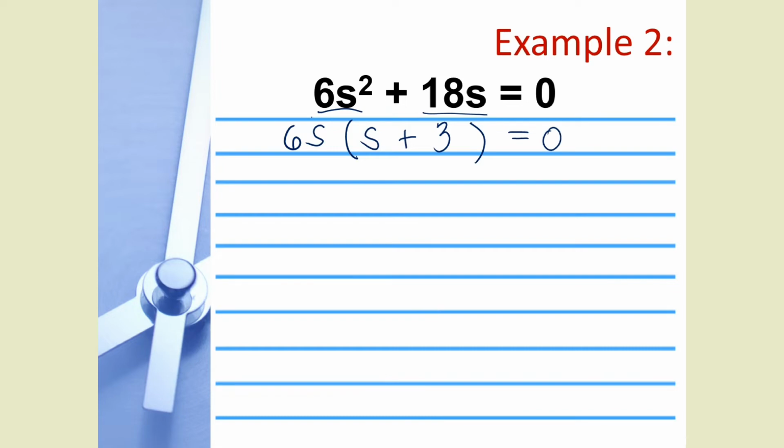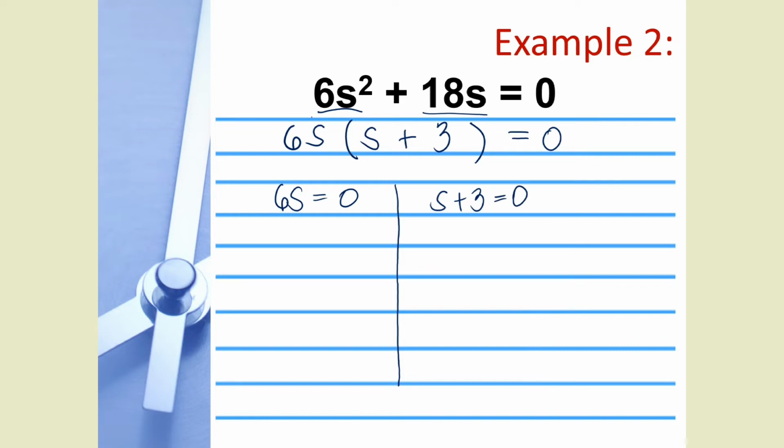So, paano maka-counter-check kung tama yung sagot? I-distribute natin yung 6s dito sa s plus 3. Dapat itong original na given ang magiging sagot. So, 6s times s ay 6s squared. 6s times 3 ay 18s. So, tama naman. Now, continue na natin dahil na-factor na using zero product property. Separate natin yung dalawang factors and equate to 0. 6s is equal to 0 and the other one is s plus 3 is equal to 0.